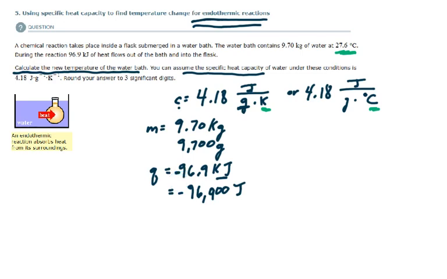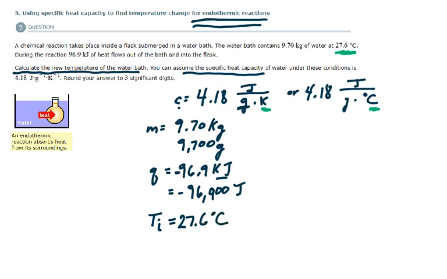All right, so let's see what other information we're given. We're given a mass of water. We are given the amount of heat lost by the water. We are given the specific heat capacity of the water. And we also have here the initial temperature of the water in the water bath. So the initial temperature, I'll put this here as Ti, initial temperature is 27.6 degrees Celsius.